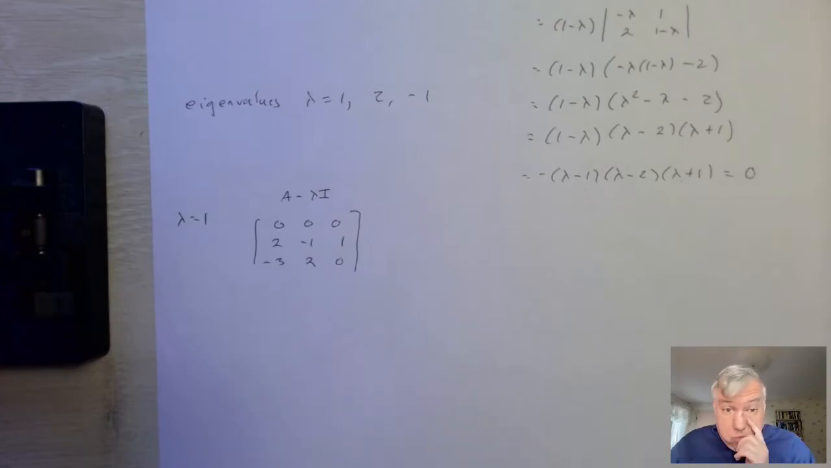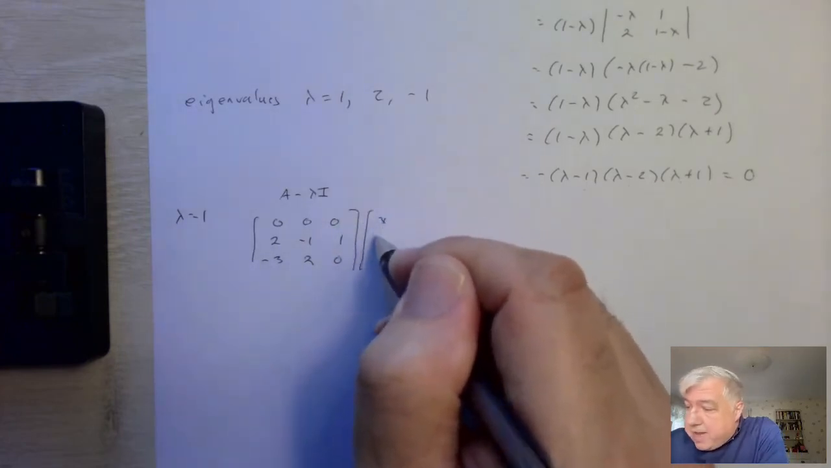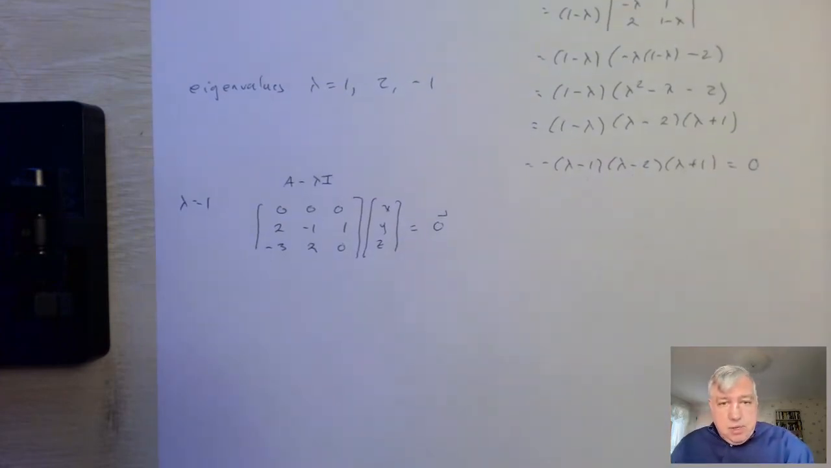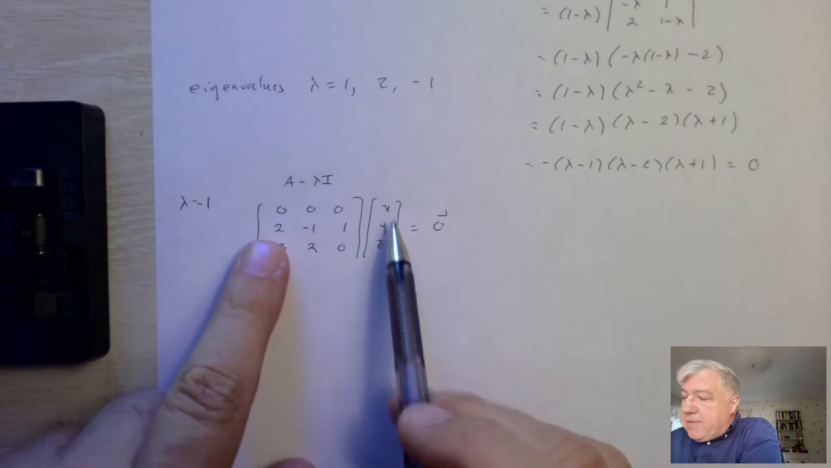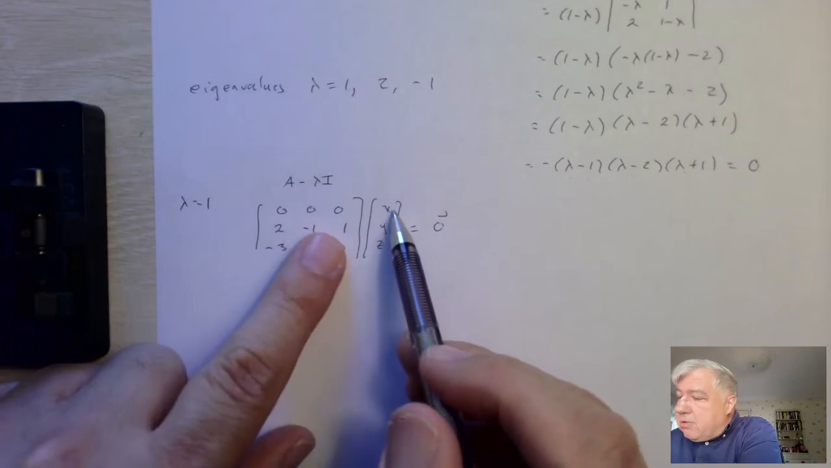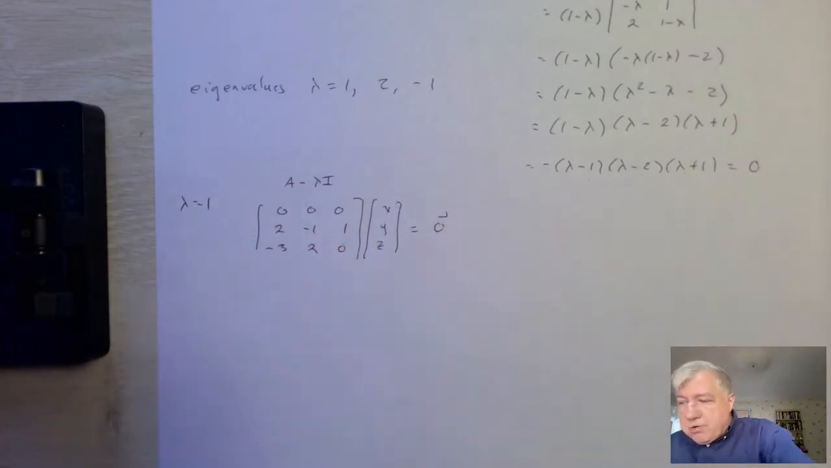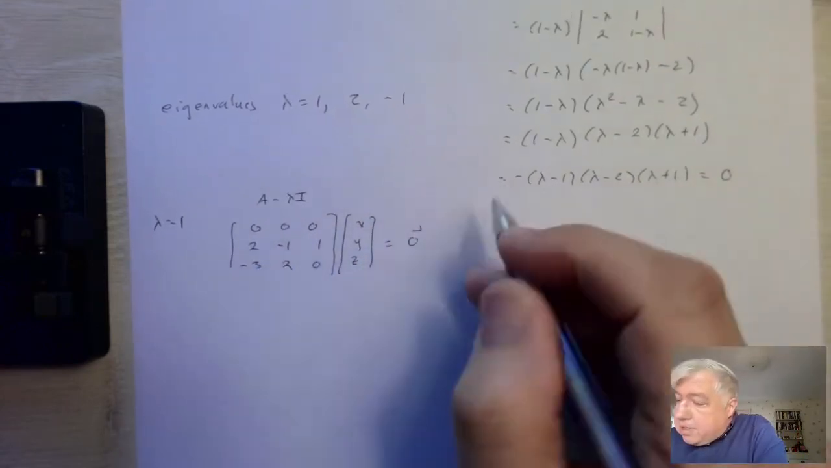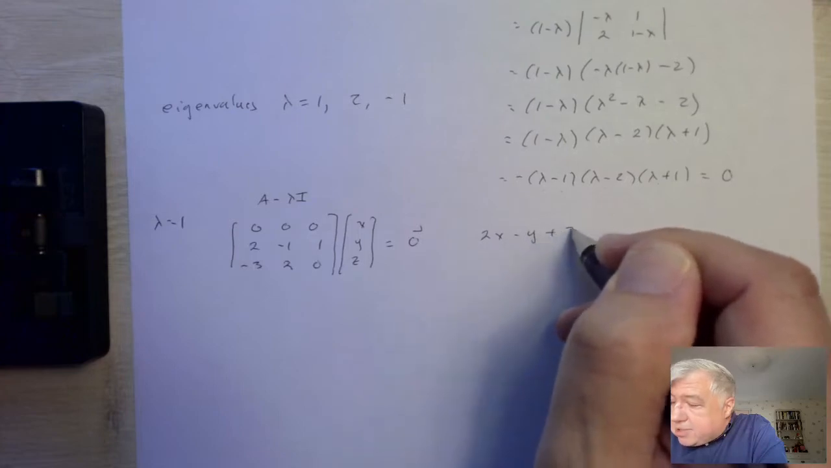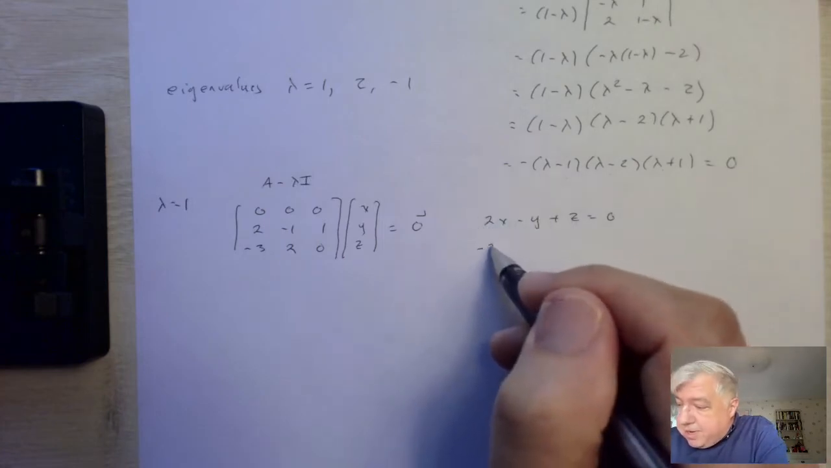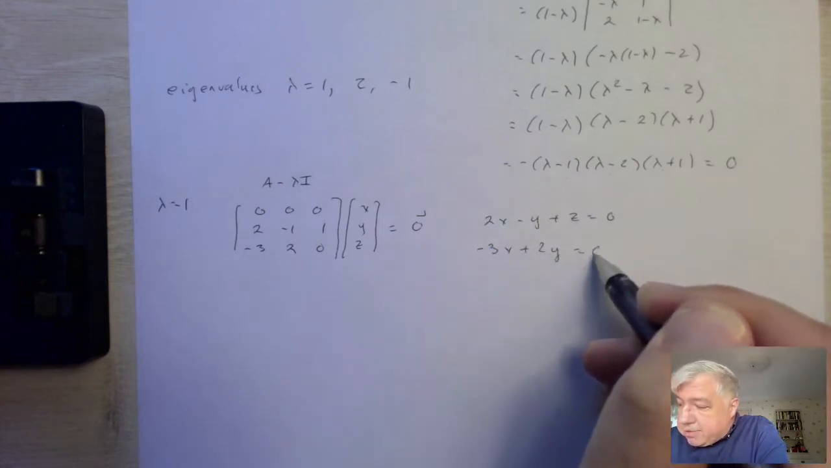Now what we're trying to find is the null space of this matrix. So we want to find vectors of the form x, y, z such that this product is 0. Let's see what we get. If we multiply this out, we could do reduced row echelon form, but we don't have to. The first row is 0 times something equals 0, so 0 equals 0. That doesn't give us anything. Here we get 2x minus y plus z equals 0 from the second row, and then the third row says minus 3x plus 2y equals 0.